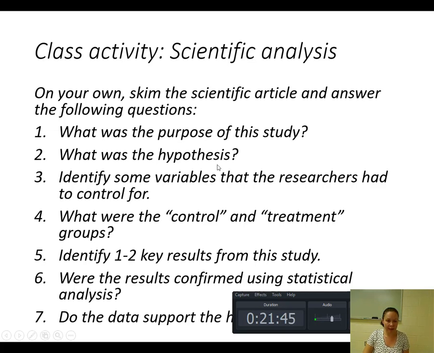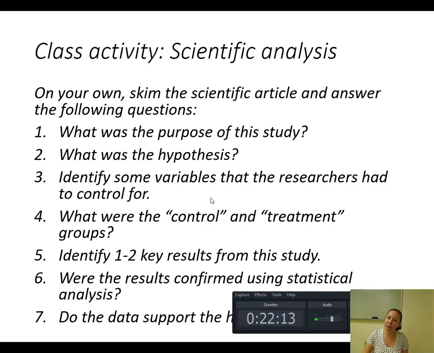What was the hypothesis? Sometimes researchers will say, we hypothesize that, but sometimes they won't, and it's left for you to interpret what their hypothesis was. Identifying variables that you had to control for. So this is where the conditions and variables are important. If you're studying climate change or biodiversity, what do you have to control for? And can you control for those?